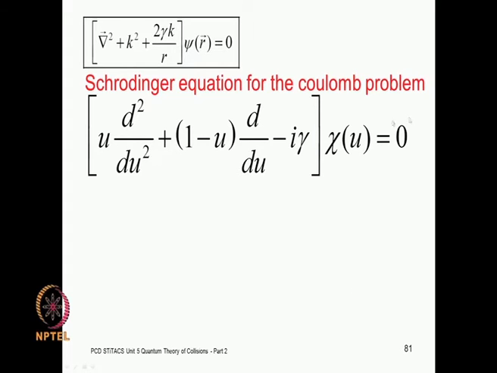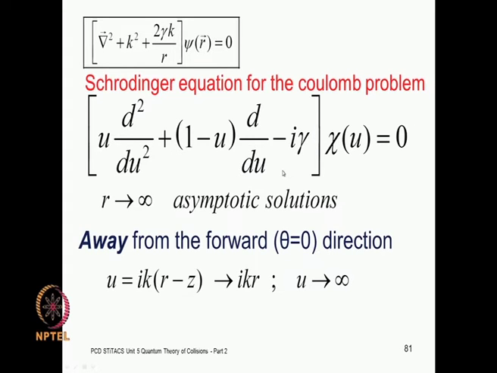So, this is the Schrodinger equation for the Coulomb problem, and again we are not interested in very detailed solutions, because our interest in collision physics is to seek solutions in the asymptotic region. Okay? As r tends to infinity, or in this case u will go to infinity, right. So, that is the asymptotic region, because as r goes to infinity u will go to infinity.